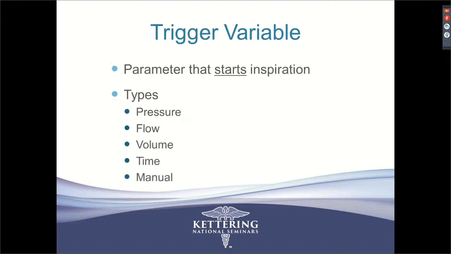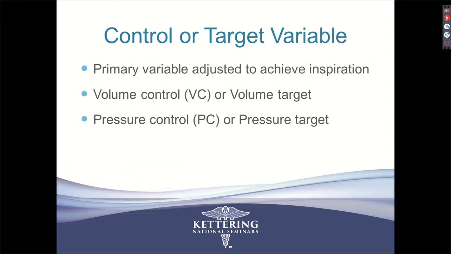Letter C, the control or target variable. This is the primary variable that the ventilator adjusts to achieve inspiration. Highlight number 1, it could be volume control, or number 2, it could be pressure control. The way I like to explain it is, who's king? Is volume king or is pressure king? What are we trying to do? We want to focus on pressure, or we want to focus on volume. And you have to decide which way you're going to approach that particular patient situation, which one's going to be better for them.